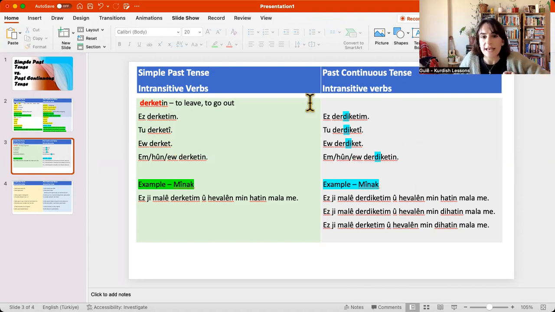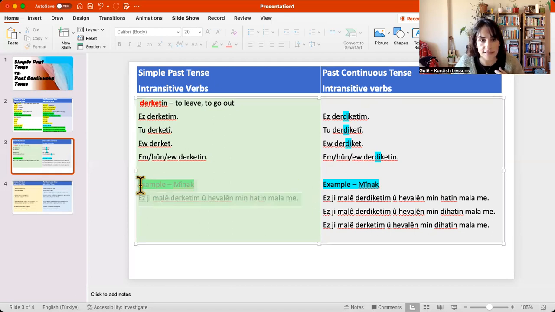And continuous. This one is a compound verb, okay? So if it's a compound, there is a prefix between the prefix and the verb. So I was leaving, you were going out, etc. It is past continuous.